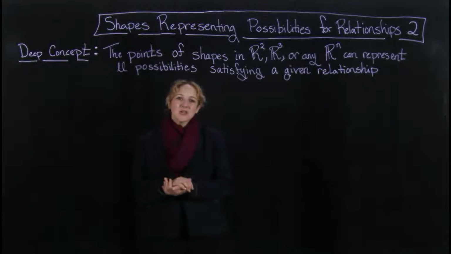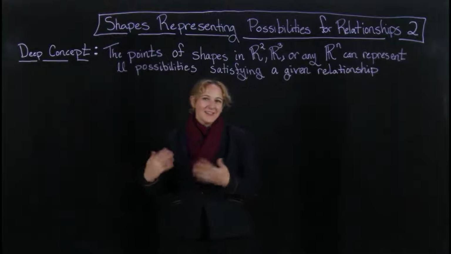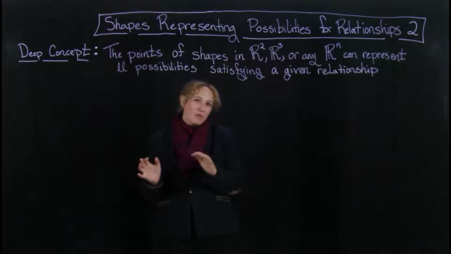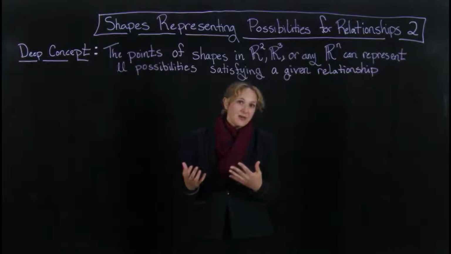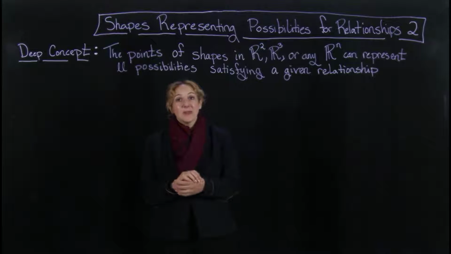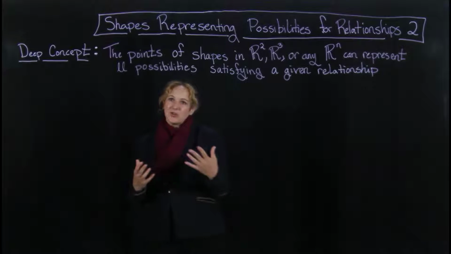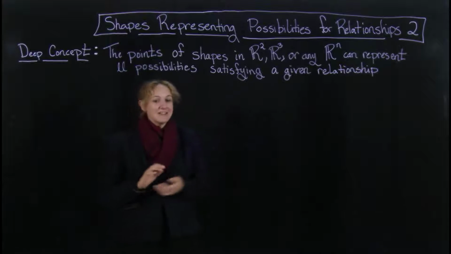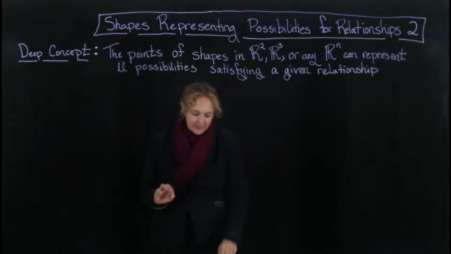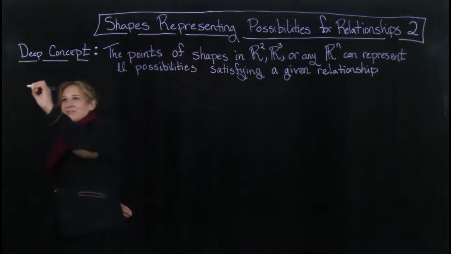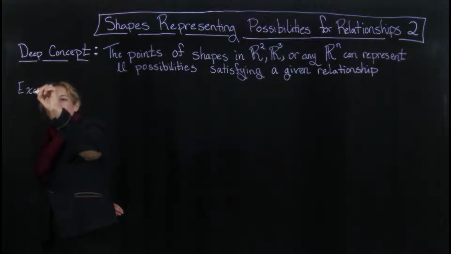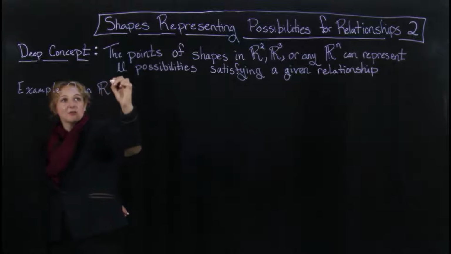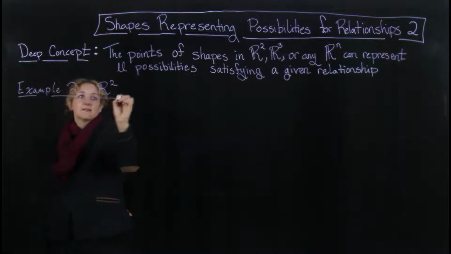Welcome. In this lecture, we're going to return to another example in our mission to understand this notion that if you're looking at all the possibilities of values that satisfy some kind of relationship, it often gives you a shape in one of our Euclidean spaces, like R2 or R3 or any Rn. This example should be a little bit familiar, or if not, this will be the first time you see it. This is example 2 in R2. So we're still in the standard Euclidean plane.